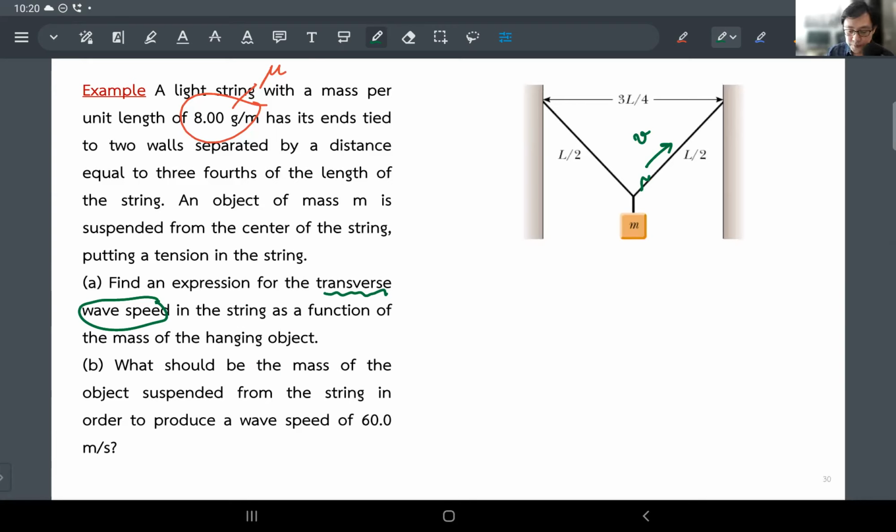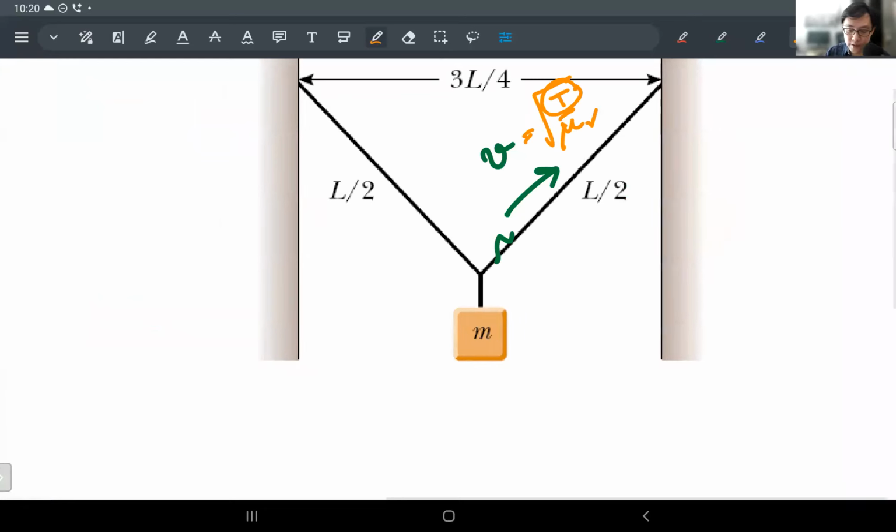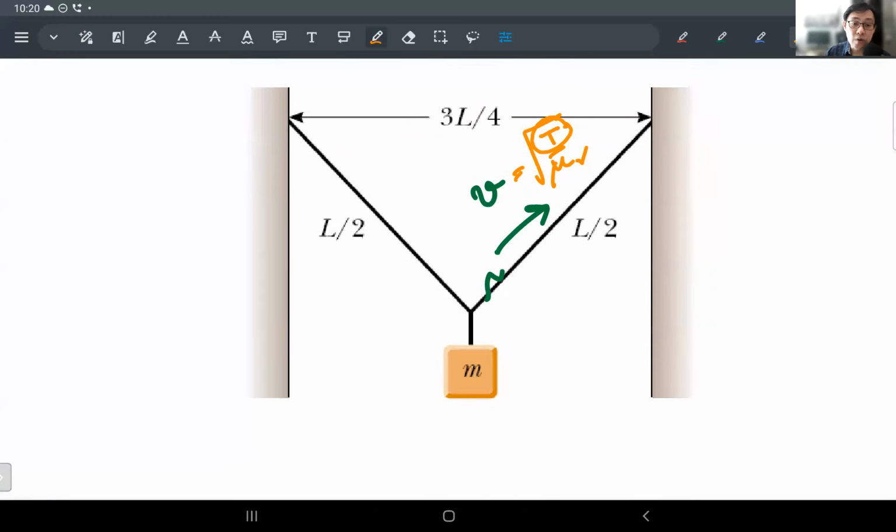For those of you that get stuck a little bit, don't worry, because we only have one thing to calculate. All you need is the tension in the string and the mass per unit length. The good thing is the mass per unit length is already given in the problem. So the only thing left for you to calculate is the tension. So now your question goes back to mechanics. What is the tension in the string?